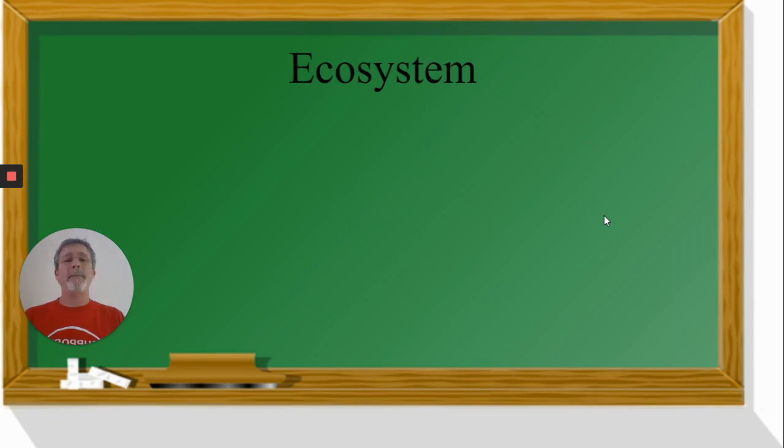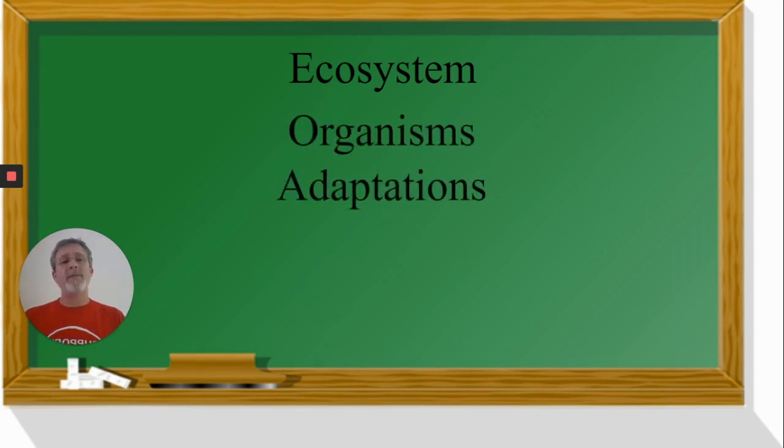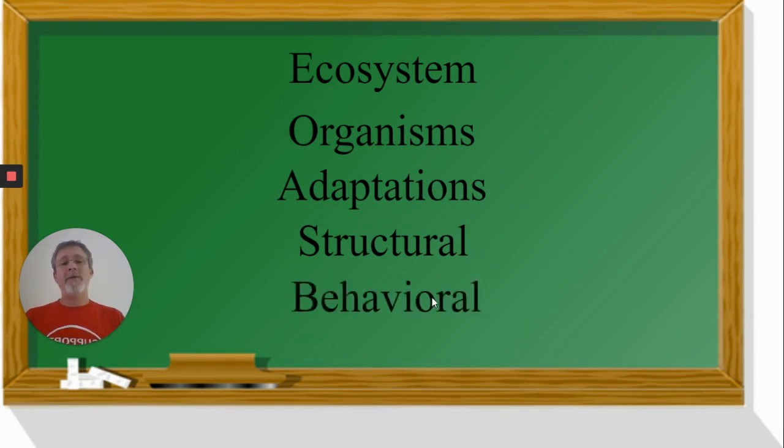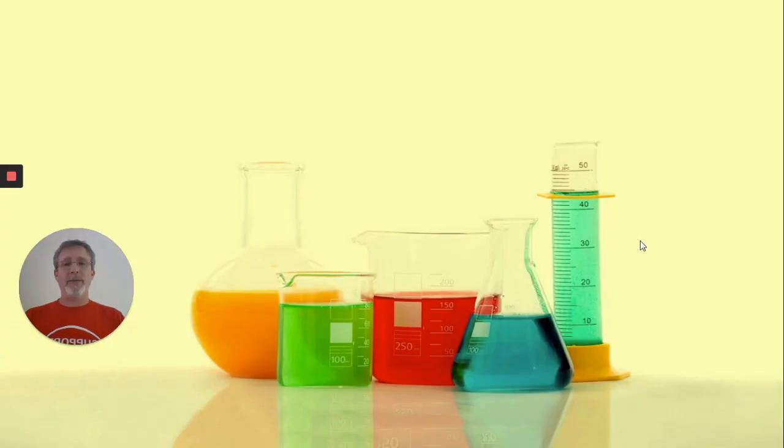So let's recap. Ecosystem, all the living and non-living components in a specific area. Organisms, living things. Adaptations, changes over time. Structural, physical, built, moving. Behavioral, behave. So let's get into it.